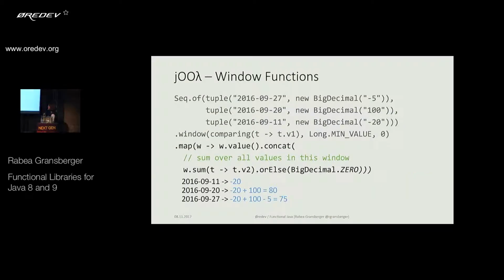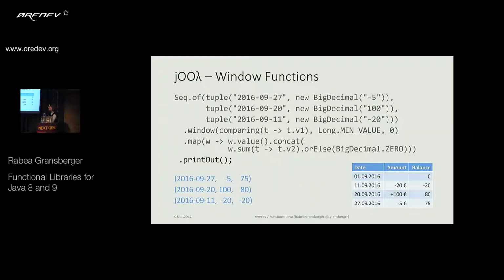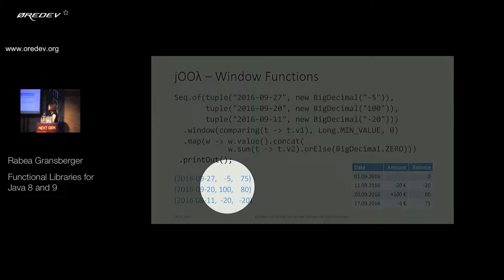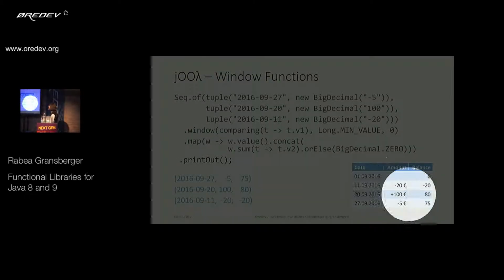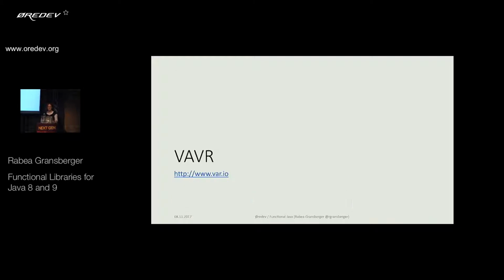So how does it look like? So with our first window, we just have the value itself, minus 20, that's easy. For the second window, we have the values minus 20 and 100, and for the third window, we have minus 20 plus 100 minus 5 is 75. So this is our result with jOOL then. So we get all the lines here nicely out as a tuple3, and we can fill in our table, right? So this is a very nice addition to have window functions in Java 8 or 9.